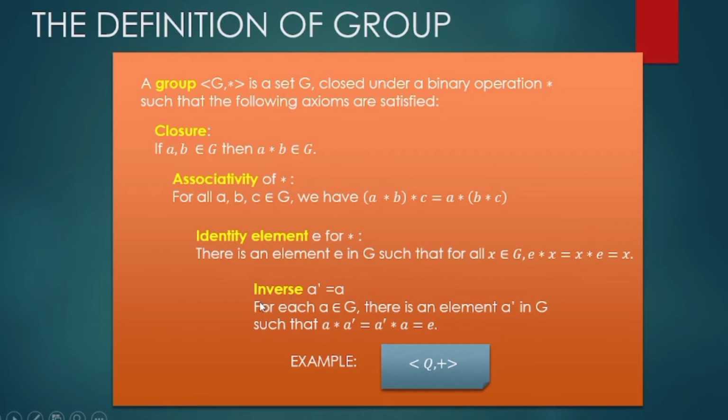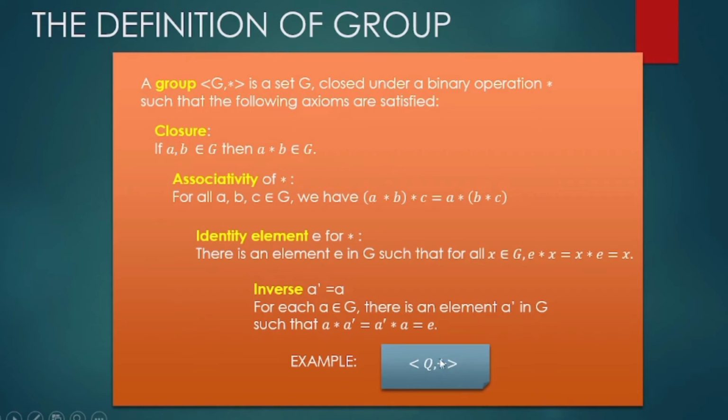The last axiom for group is inverse. For any element A in set G, there exists an element which is called A inverse, or the inverse of A, and also in set G, such that A asterisk A inverse equals to A inverse asterisk A equal to identity, which is E. Here is some simple example to help understand the definitions of a group.